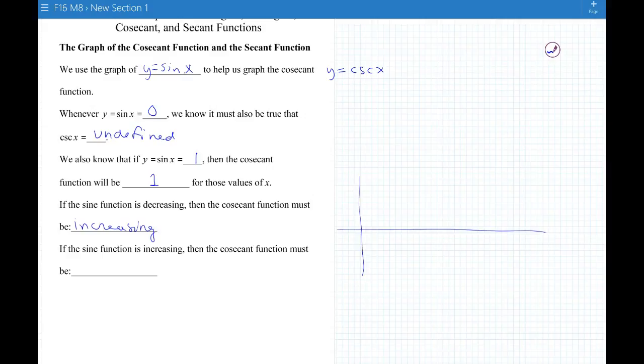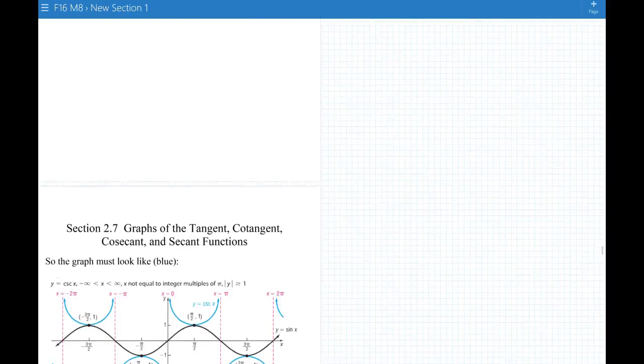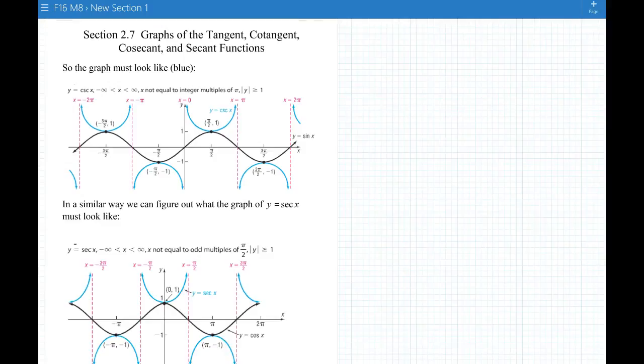So remember the sine graph looks like this. Wherever the sine graph is decreasing from here to here, then the cosecant will be increasing. And if the sine function is increasing, as it is here and here, then the cosecant function must be decreasing. So the graph has to look like the blue one. You draw the sine graph to help you get started, even though that's not the graph that we're making.